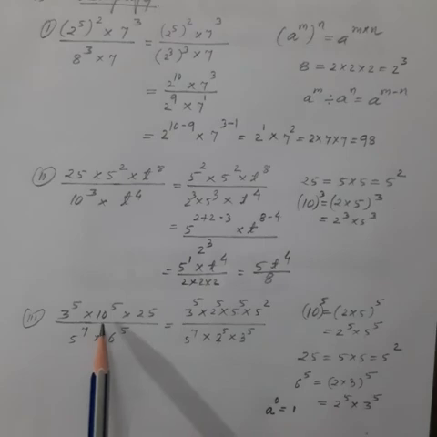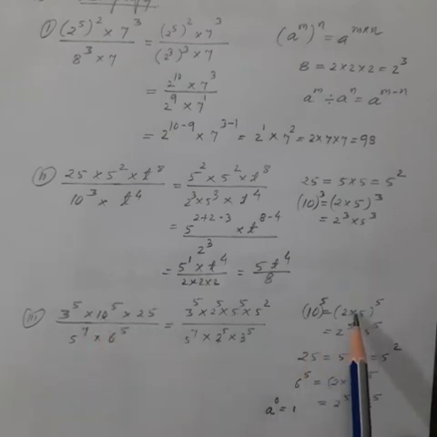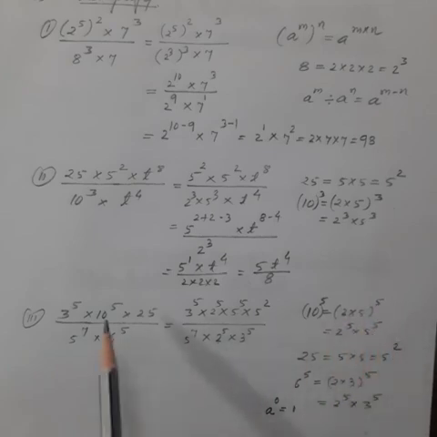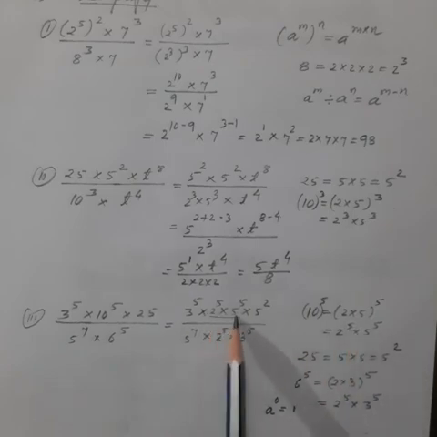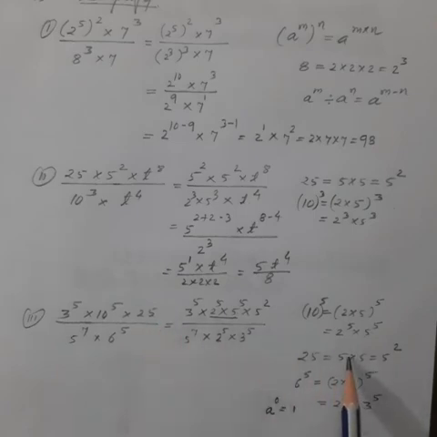Third, in this question 10 is a composite number. So write it as a product of its prime factors. 10 we can write as 2 into 5. Power is 5. Separate the powers. 2 raised to the power 5 into 5 raised to the power 5. So at the place of 10 raised to the power 5, we have to write 2 raised to the power 5 into 5 raised to the power 5. 25 is also a composite number. Write it as a prime factorization. And 25 we can write as 5 square. So at the place of 25, write 5 square.